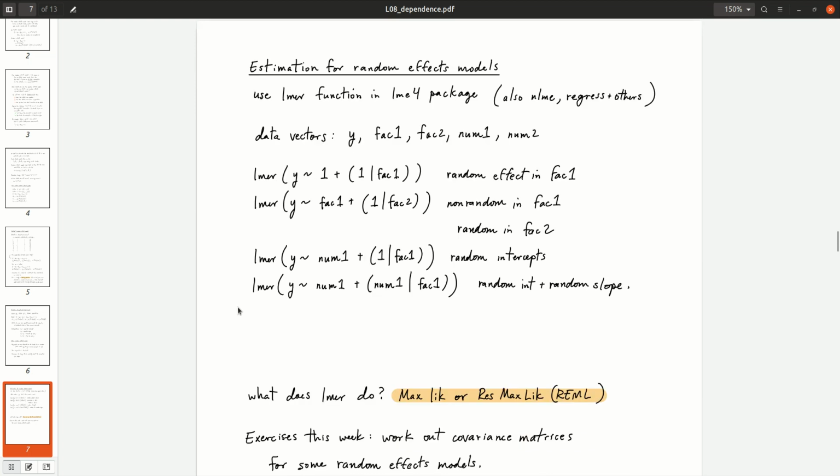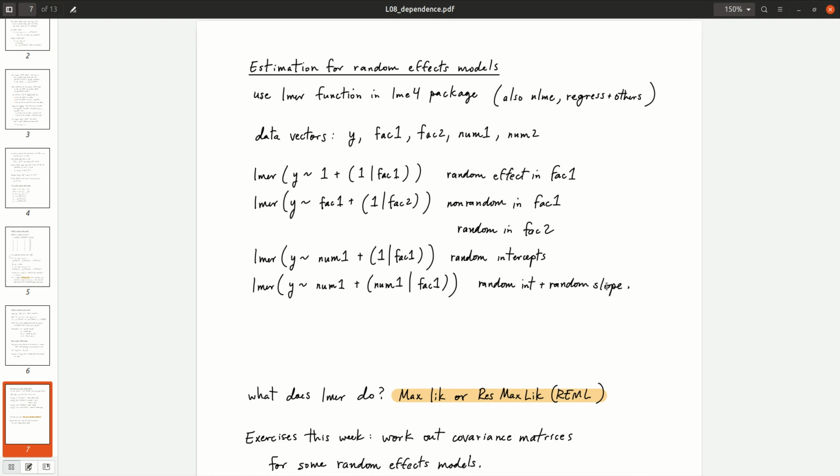Now, if you want the random intercepts and random slopes, the syntax for that is basically this thing here. So you're assuming that both the intercept and slope with respect to the first numeric variable vary by factor, and you want them to follow a normal distribution. This is the syntax here. Now that's the code. R kind of just does it for you.